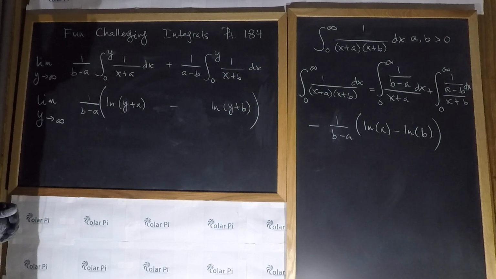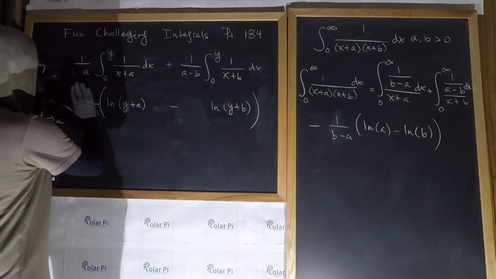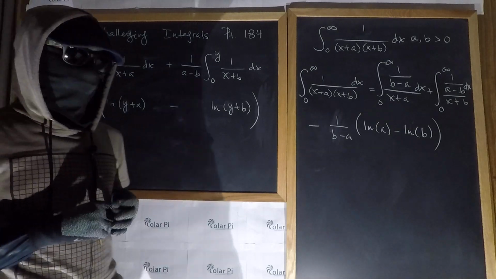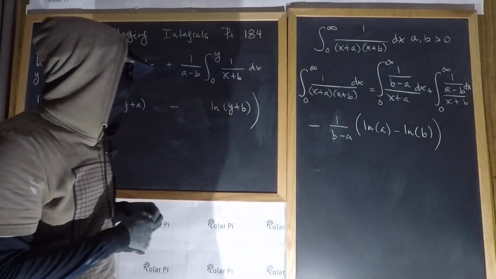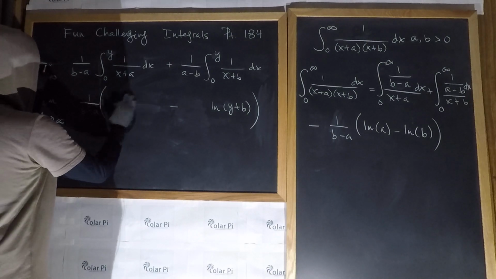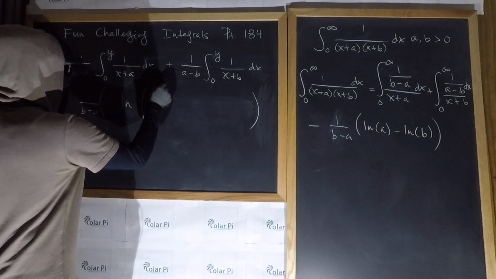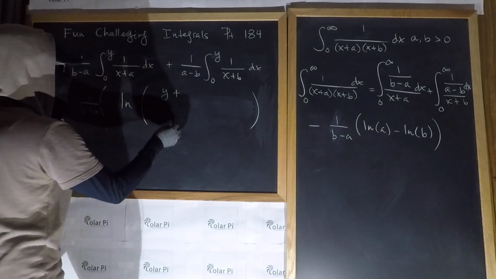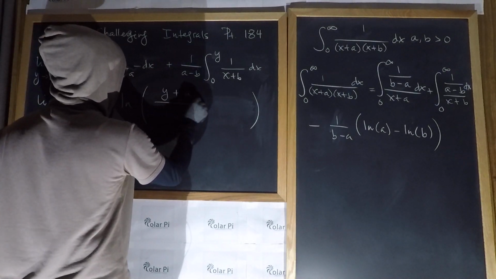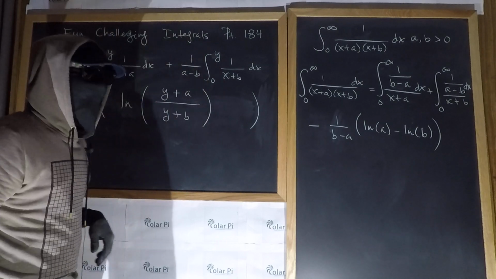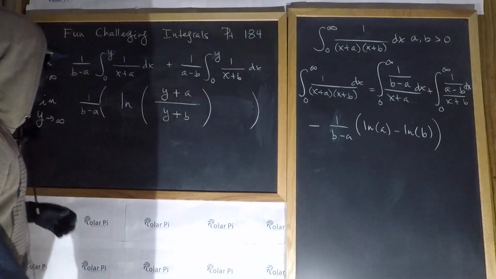Now, this here we can condense a little bit using log rules, right? So it's going to be the natural log of y plus a over y plus b. I have lots of videos on log rules. So in here, it's just going to be one giant natural log of y plus a over y plus b. I have lots of videos on log, so check them out.